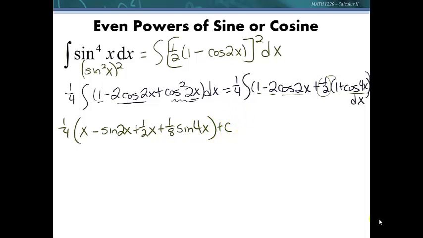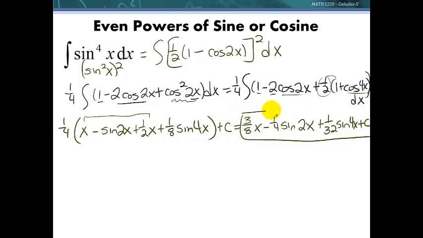So let's see if we can simplify this just a little bit. These two can combine because they're both x's and give us 3/2 x, distributing the 1/4 through. That will make that a 3/8 x. Distributing the 1/4 to the sine 2x term, that will be minus 1/4 sine 2x, and then distributing that to the last term there, I've got plus 1/32 sine 4x plus our constant of integration.